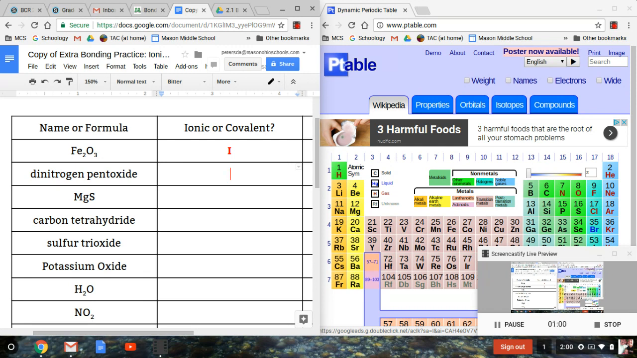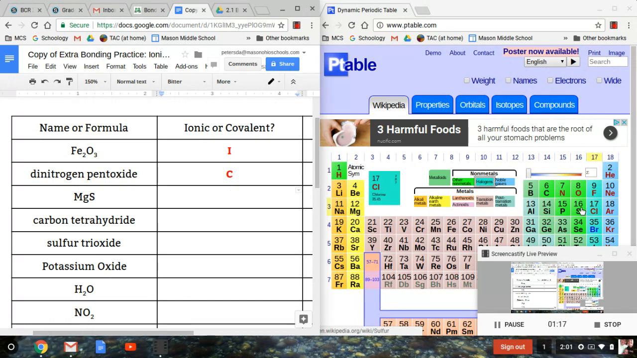Now, dinitrogen pentoxide. So nitrogen is my first element, oxygen is my second element. So therefore, these are both nonmetals. So it's definitely covalent. Magnesium sulfate, MgS.